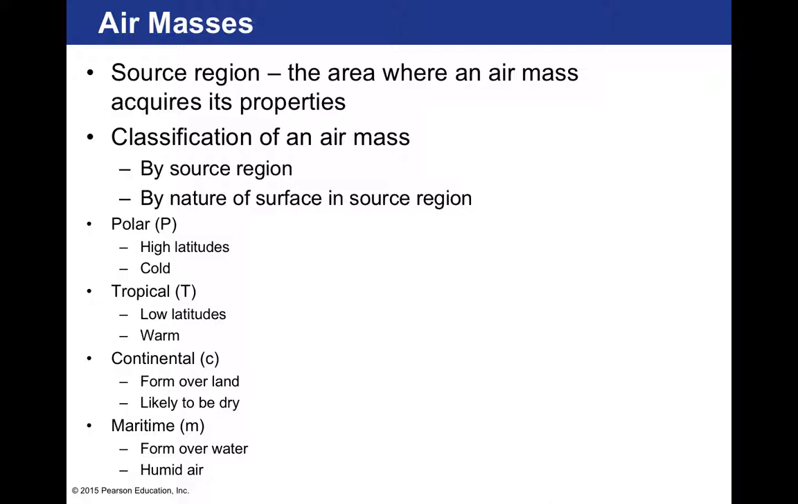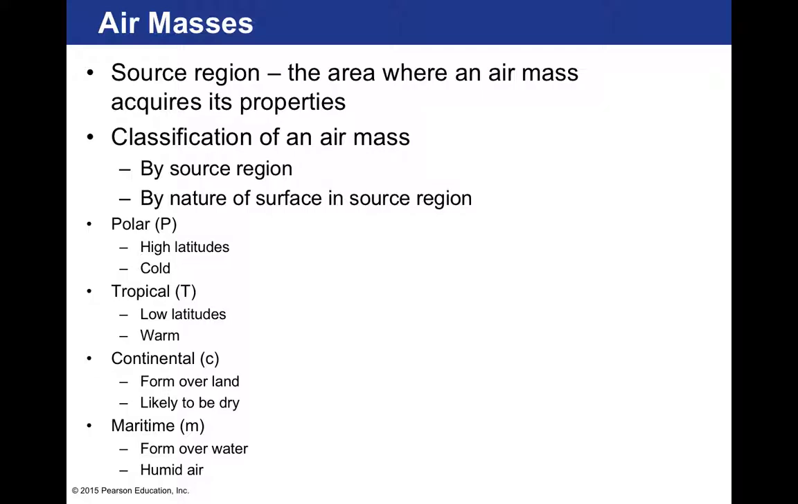in this chapter. There has to be a source region for the air mass. This is the area where an air mass acquires its properties. There's a way to classify these air masses, and we do it by source region and by nature of the surface in that source region. There's only a few different types that we can have.